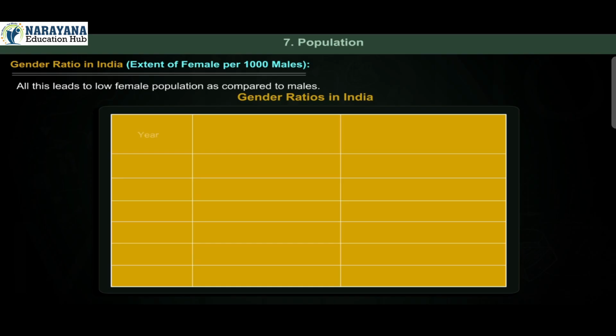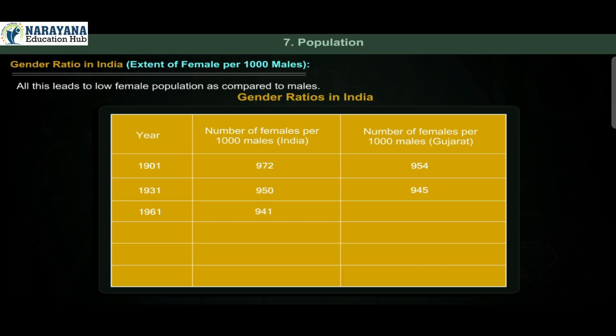Gender ratio in India. In year 1901, number of females per 1000 males in India is 972. Number of females per 1000 males in Gujarat is 954. In year 1931, number of females per 1000 males in India is 950. In Gujarat it is 945. In year 1961, number of females per 1000 males in India is 941. In Gujarat it is 940.